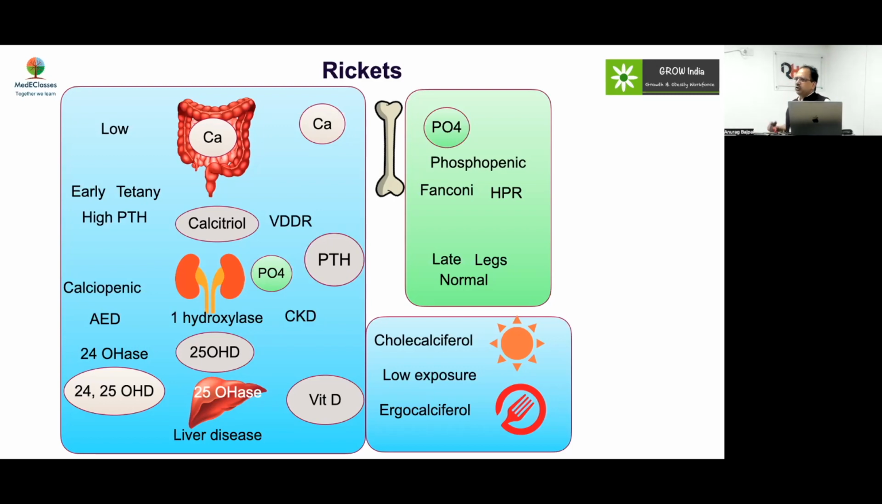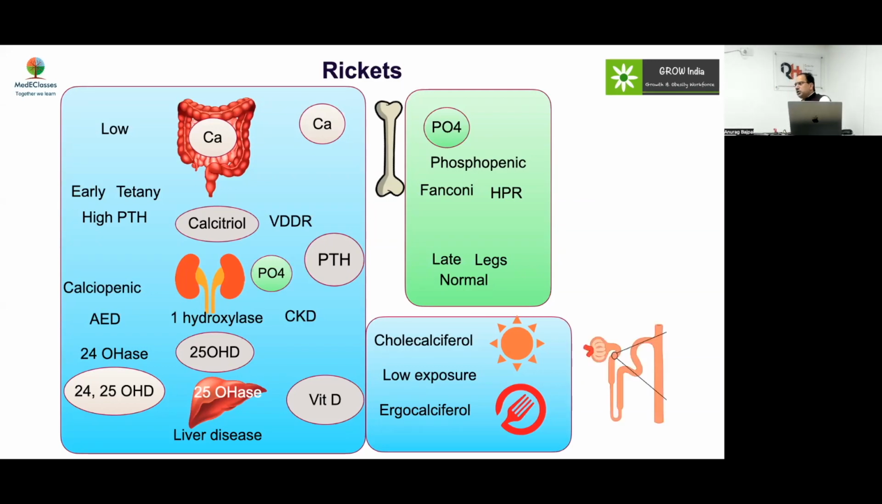So if you want to distinguish between calciopenic and phosphopenic rickets, having hypocalcemia, having hyperparathyroidism excludes a primary phosphopenic pathology. This is an important thing to remember. So PTH becomes the second very important investigation when we talk about evaluation of rickets.